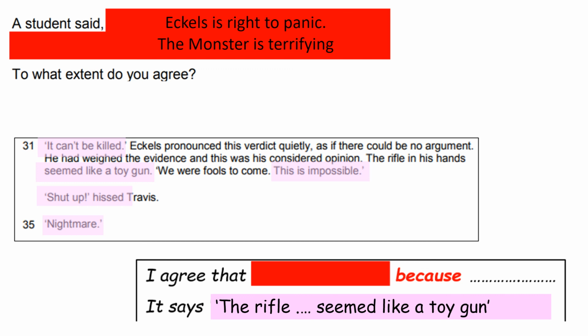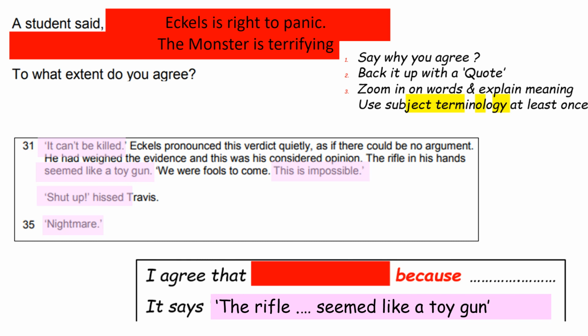Okay, and then here's this process again, using this quote, the rifle seemed like a toy gun. So again, I'm going to start it with, I agree that Eccles is right to panic because he doesn't feel that he can defend himself against the T-Rex. He hasn't got any weapons or any way of defeating this T-Rex. It says the rifle seemed like a toy gun, and the adjective toy shows how useless he feels his rifle, his gun, is going to be to defend himself.